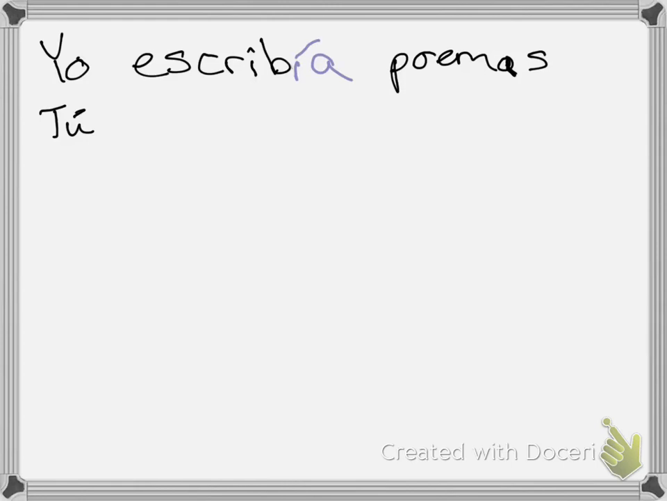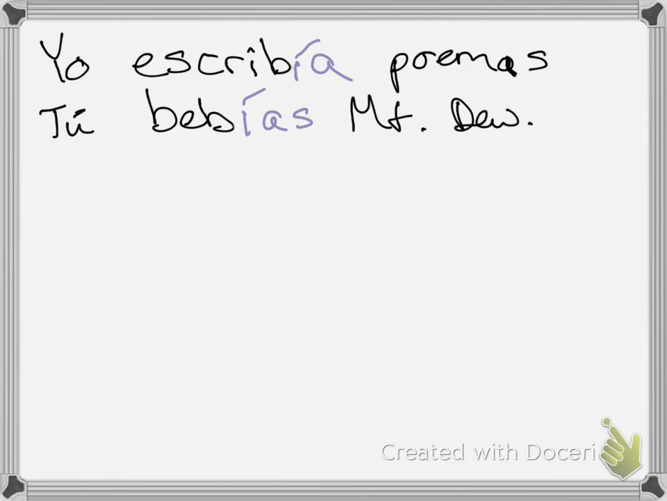Let's pick another verb here. We're going to use beber. Okay, beber, to drink. All right, I have my verb. I'm going to take off that ER ending, and I'm going to add on my new ending for tú. So it would be bebías. Tú bebías Mountain Dew. Okay, tú bebías Mountain Dew. Yo no bebía Mountain Dew, porque no podía. Mis padres no permitían Mountain Dew en la casa.